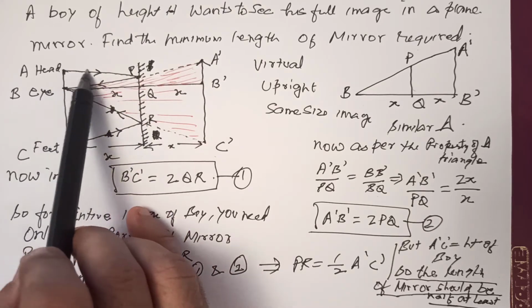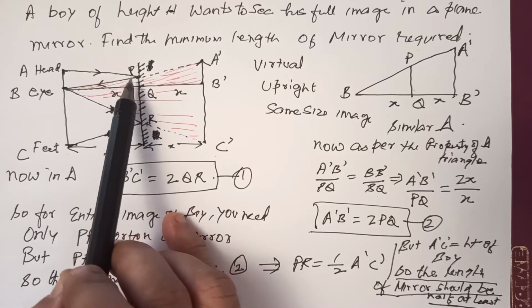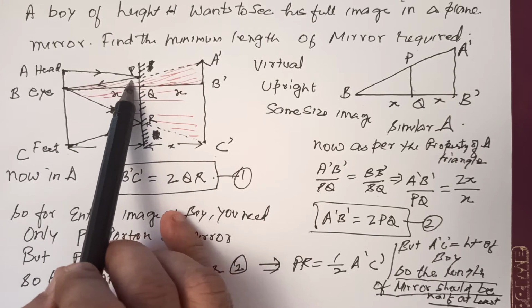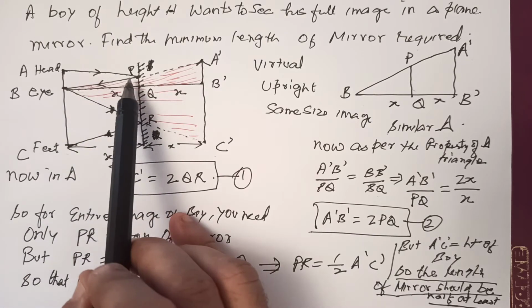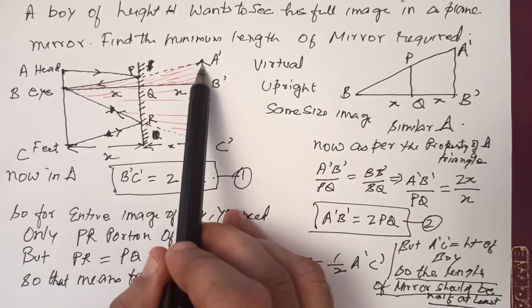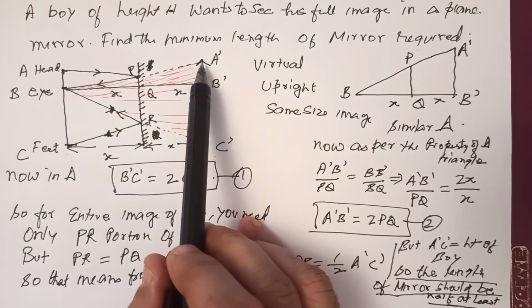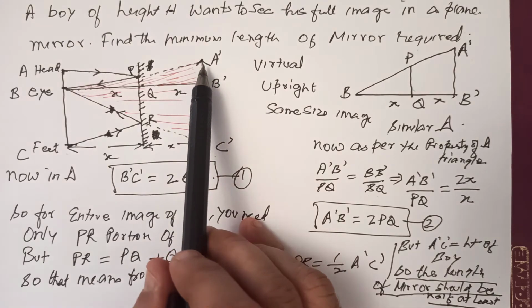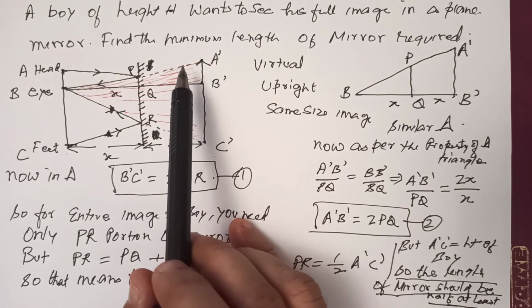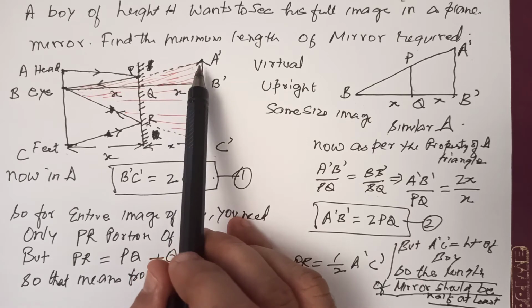So the ray will come from the head, correct, and then hit here in the mirror, and then go to the eye. But we will feel that the head is here, because this is a plane mirror, and it will give a virtual image.